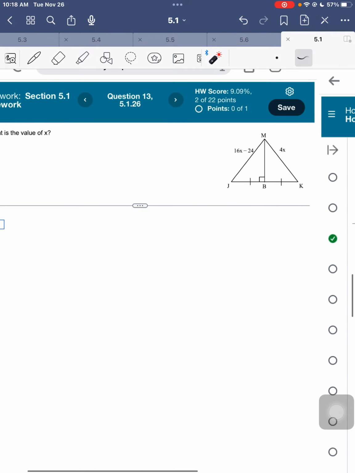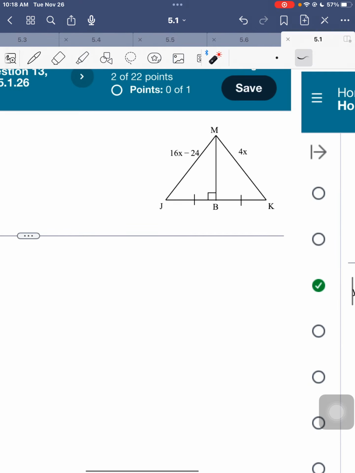So now, what is the value of x? Okay, well, what's the first thing I notice? I know that I have a line segment right here, JK. And what's happening to this JK? It's being intersected at 90 degrees. Okay, well, is it a bisection? Tick mark, tick mark. So yes. So this is a line segment that is being perpendicularly bisected by line segment MB. And I know that any point on this line segment right here is going to be equidistant to the endpoints of the segment that was bisected.